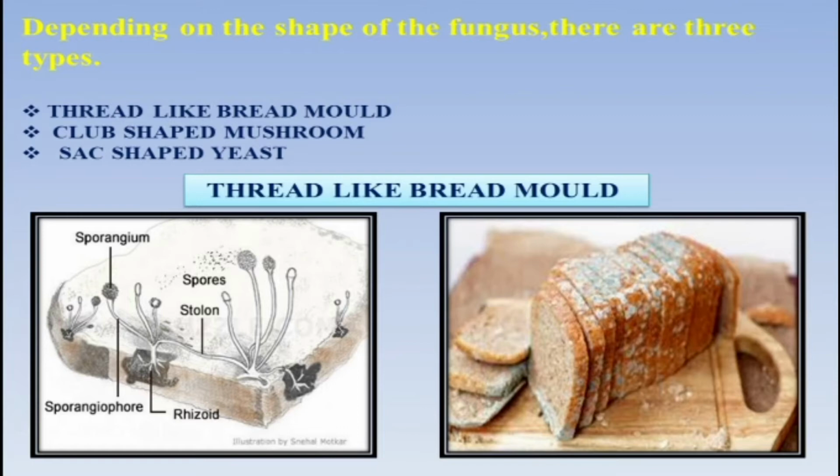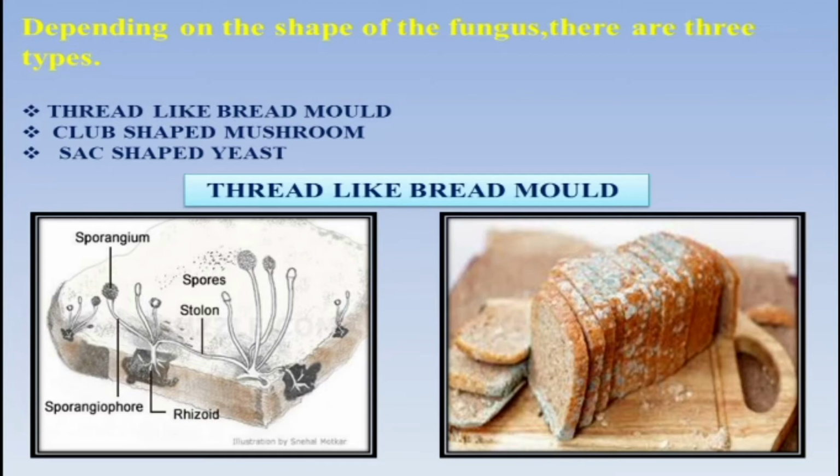And the second one, club shaped mushroom. You can see the mushroom has an umbrella like structure in the top region, not circular but semicircular, like a club shaped mushroom. And the third one, sac shaped yeast. I will show you in the next slide. Sac means a bud like structure present in yeast.